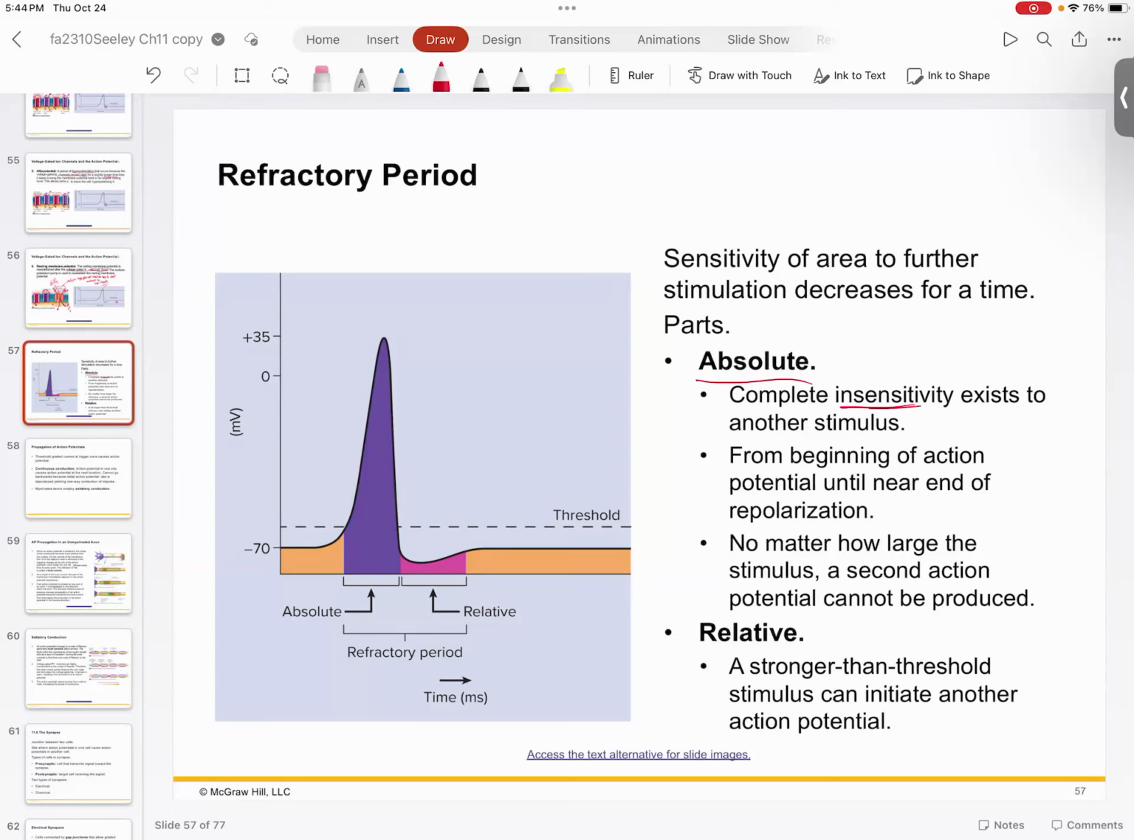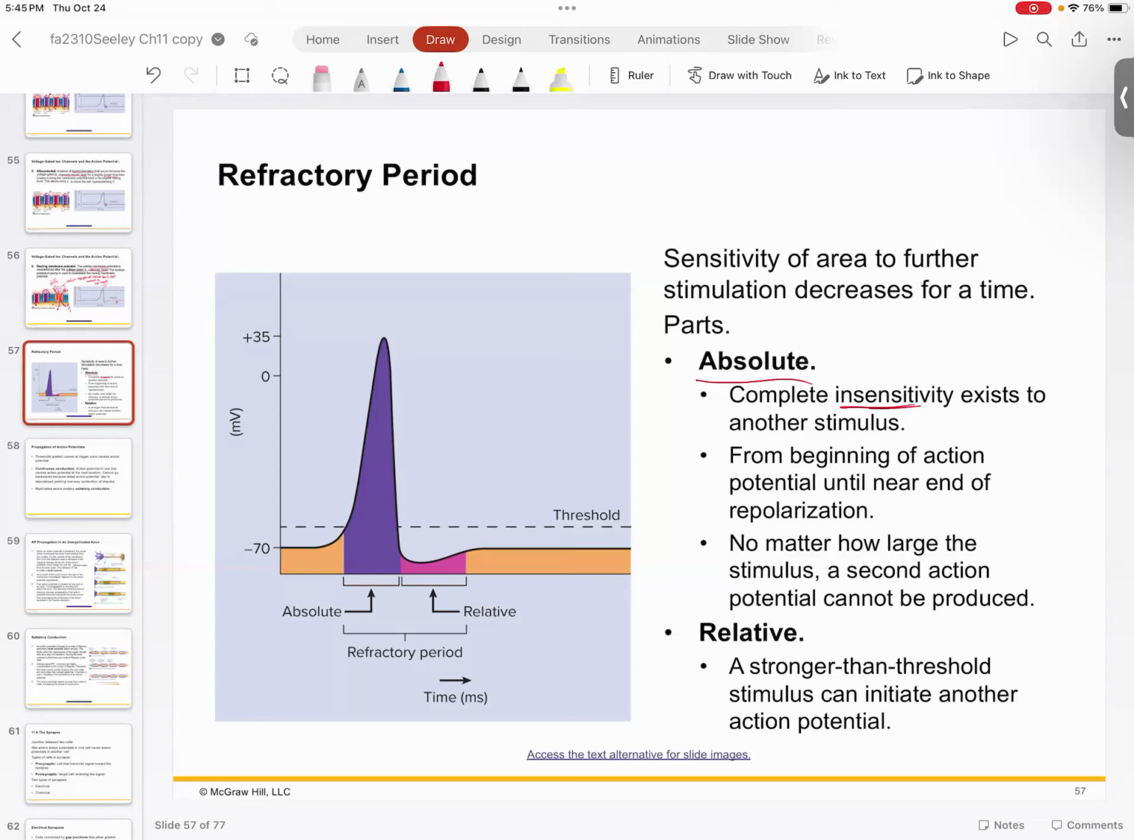And so this is going to be going from the beginning of your action potential when you start to depolarize till pretty close to the end of your repolarization, just before the hyperpolarization. And it doesn't matter what kind of stimulus you send or how strong it is, or if you send a lot. If it's in the absolute refractory period, you're not going to get a response. You have to wait until you reset the system so that you can make another response to your incoming stimulation.